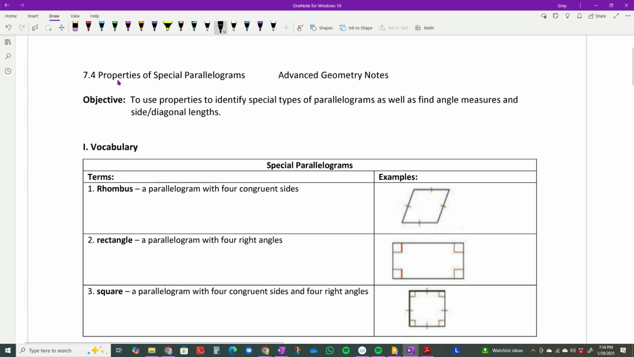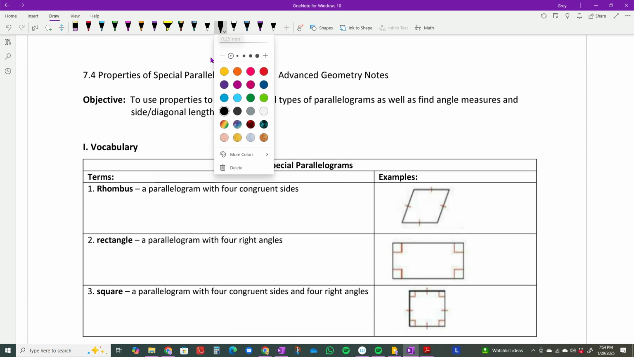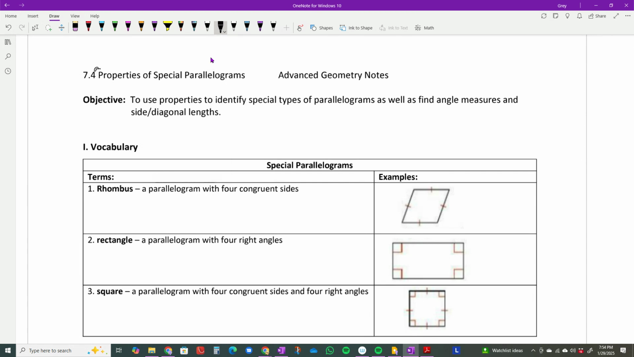So when you get your paper, you might want to put in, oops, not that size. 7.4a, properties of special parallelograms. So I'm going to try to talk quickly because it's a lot of material. You've got it all written down in front of you, so you don't have to do a lot of writing. Just have your highlighter ready until we get to the examples.